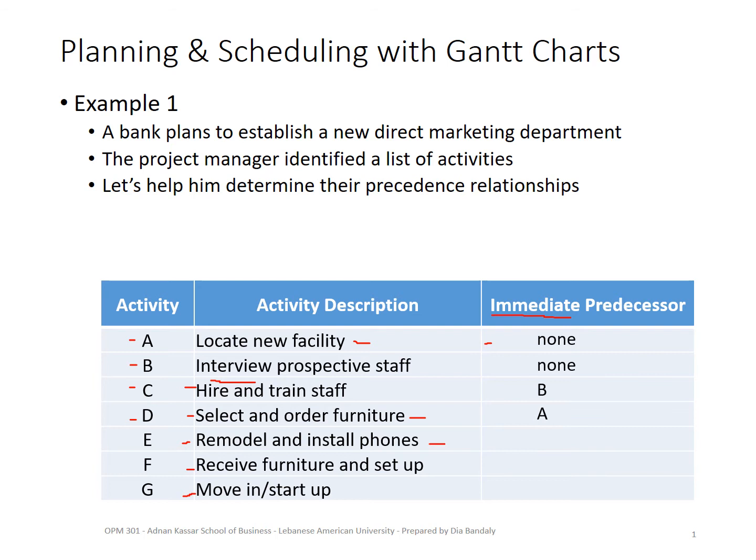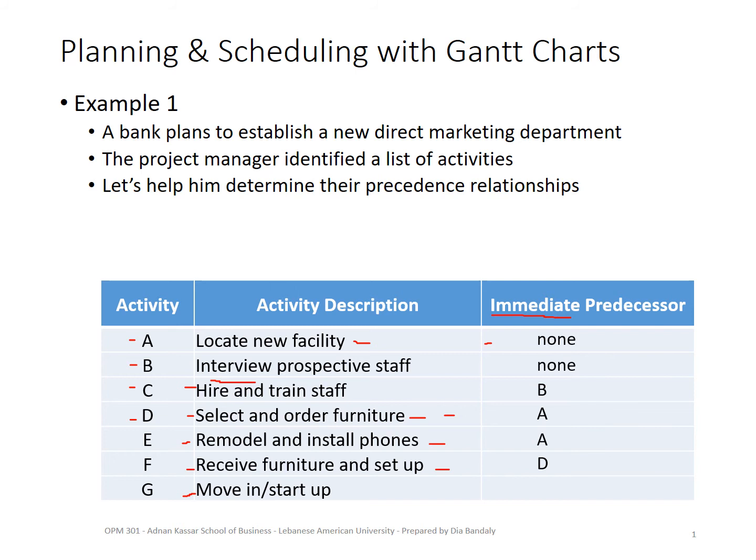Then remodel and install the phones. Of course, it also has A, right? Because when I locate my facility, I take it, and then I start doing the remodeling works. Then receive the furniture. This is very straightforward, because of course it should come after selecting and ordering the furniture. So it has D as its predecessor.